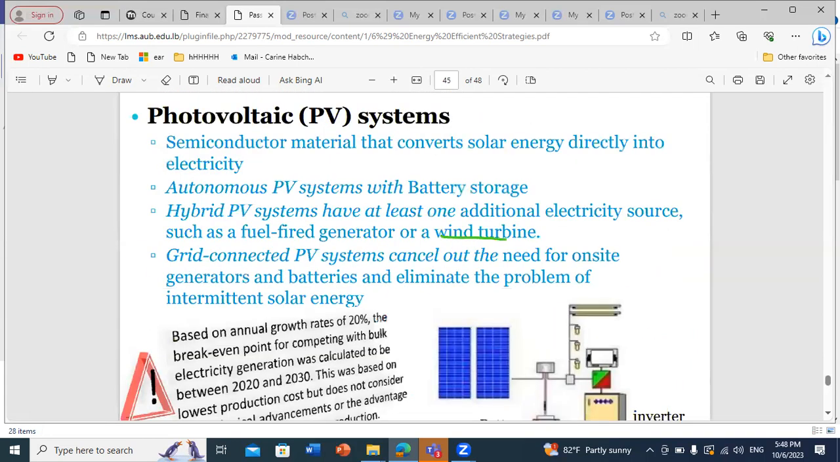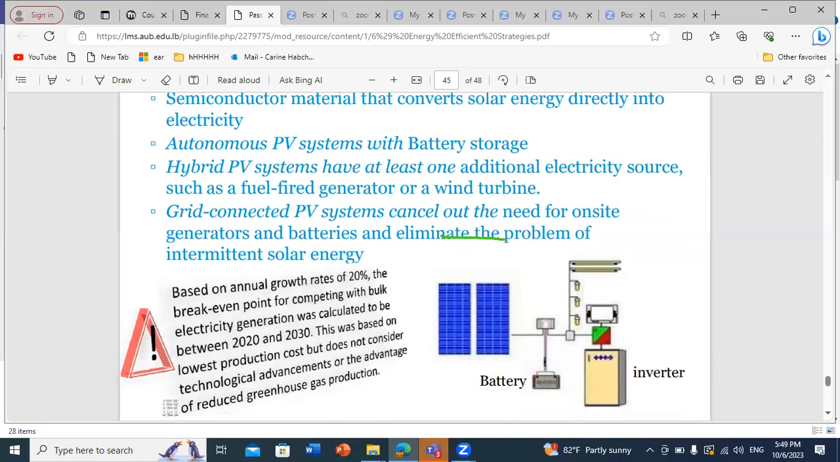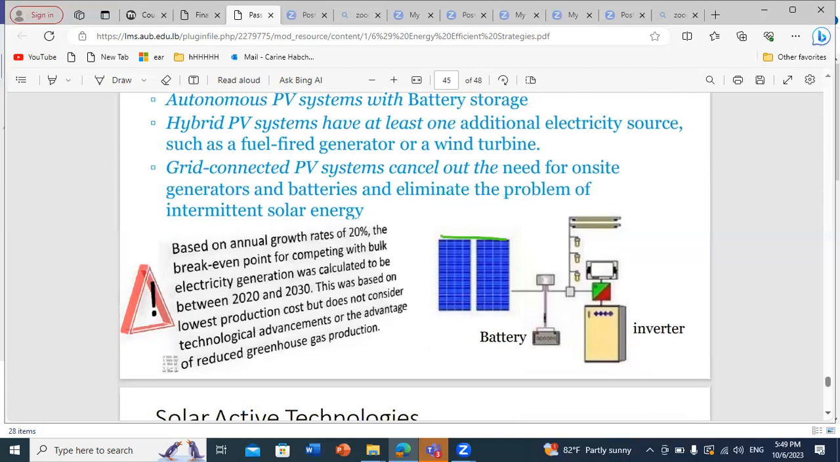Now, a photovoltaic PV system consists, as we mentioned, of a semiconductor material that converts solar energy directly into electricity. Autonomous PV systems will use battery storage. Also, we can use hybrid PV systems that have at least one additional electricity source, such as a fuel-fired generator or a wind turbine. We can also connect PV to the grid. This will cancel out the need for on-site generators and batteries, and will eliminate the problem of intermittent solar energy. So if we use smart grids, we can connect this system to the national grid.